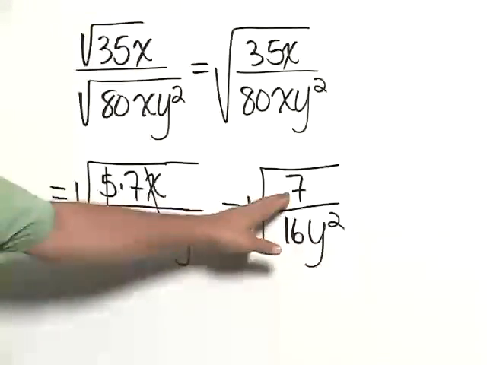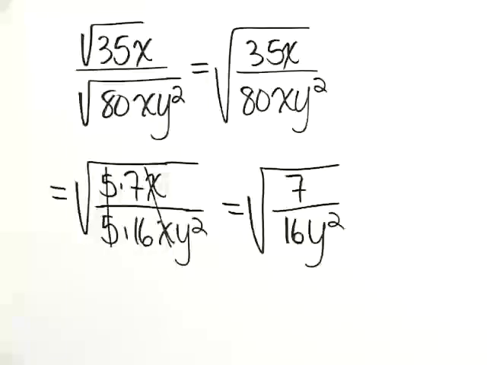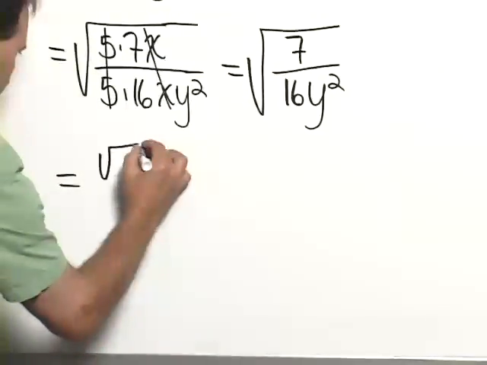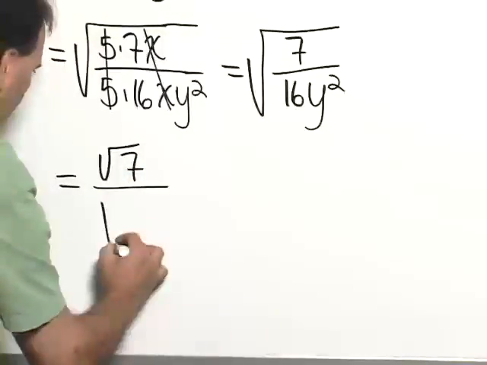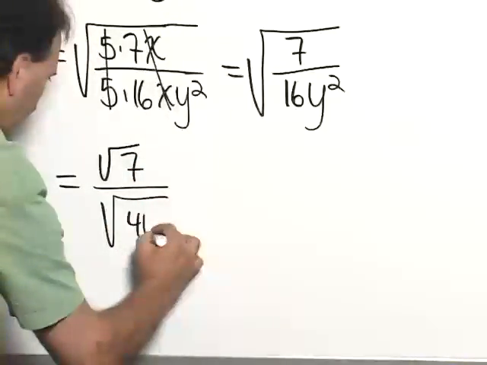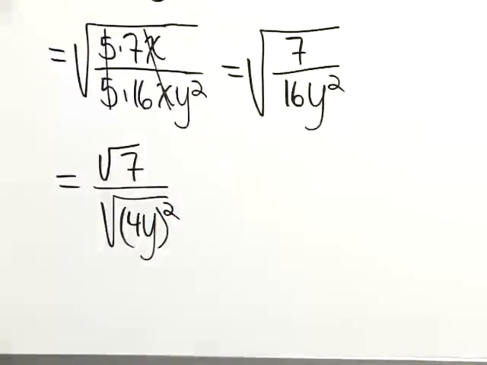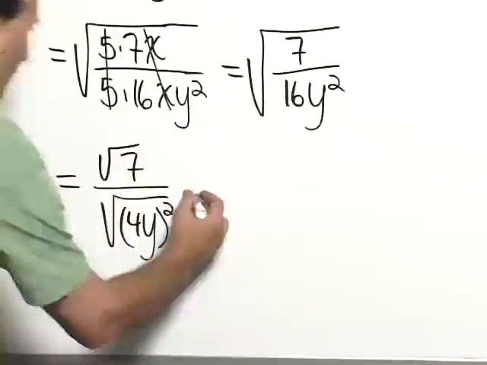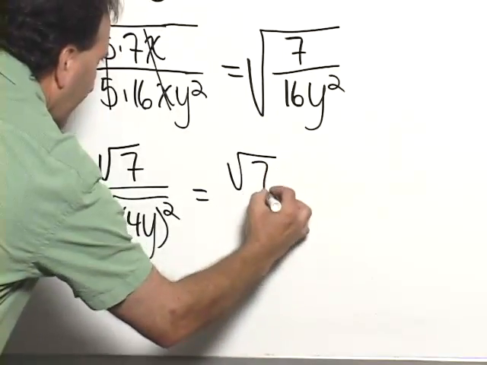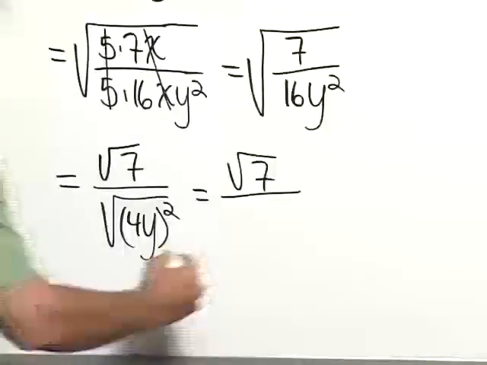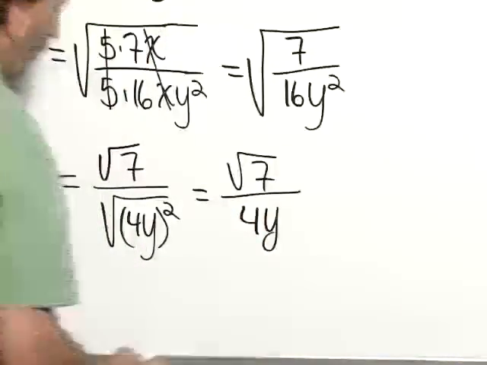Now, let's separate this quotient and write it as the quotient of two radicals. So the square root of 7 over the square root of, and I'm going to rewrite that as 4y squared. And now you should see that we can simplify the denominator. The numerator is still the square root of 7, and that goes over 4y.